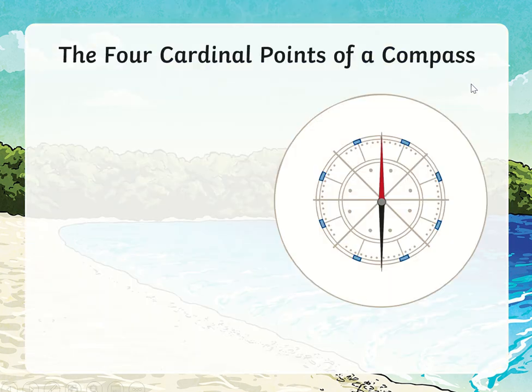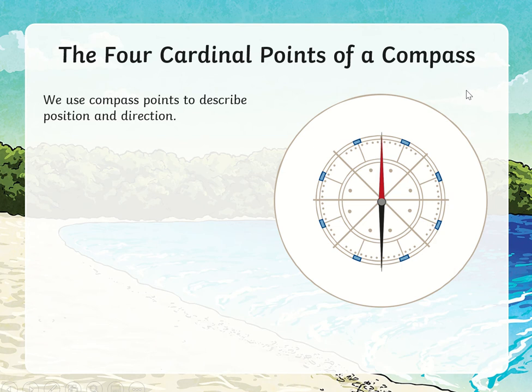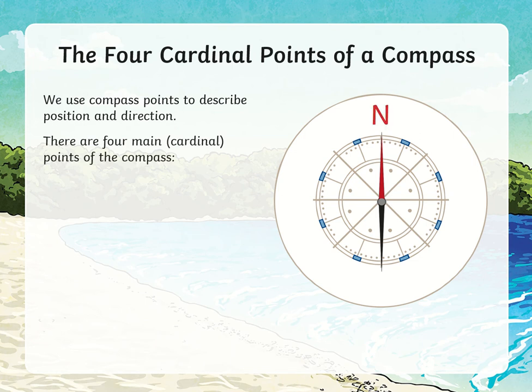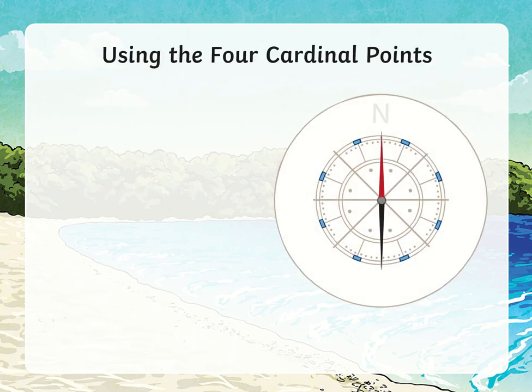All right, so there are 4 cardinal points of a compass. We use these compass points to find out the position and what direction we're going in. So there are 4 main points of a compass. There's north, which is up the top, south, east, and west. So 1, 2, 3, 4.